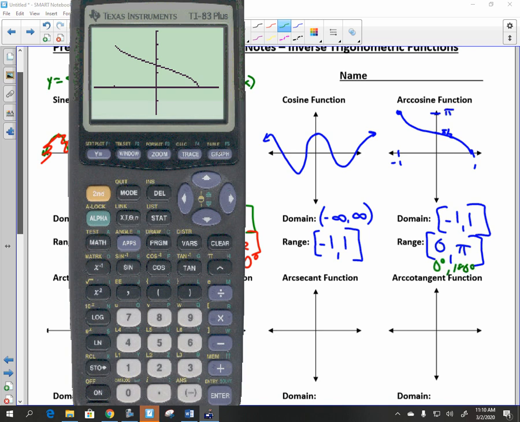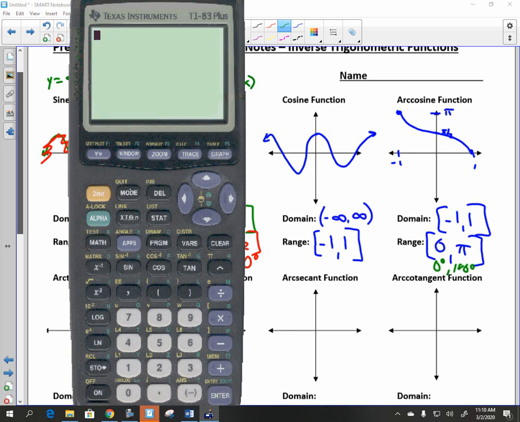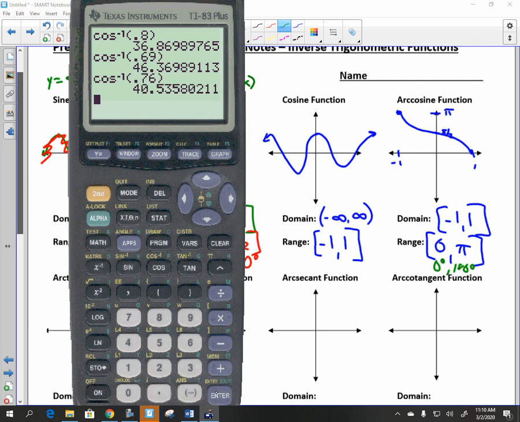So this kind of gets a little bit more fun. If I go into my mode and I switch it over to degrees, and I go second cosine inverse, somebody give me a value between negative 1 and 1. Jada, what do you got? 0.8, and it gives me a value of 36. Somebody else. 0.69, I get 43. What'd you say, Emma? 0.76. Okay, I'm getting out these.